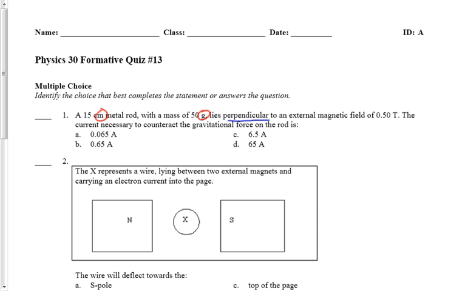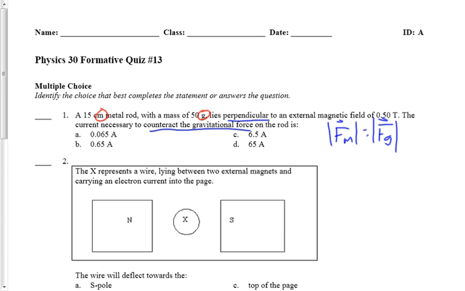The current necessary to counteract the gravitational force. What are they really asking me there? What are they asking of me, or what are they telling me in this case when we're trying to counteract the gravitational force? We've seen this a number of times now, especially over the last couple weeks, right? But even before that in Unit 2 when we were dealing with electric forces. If we're counteracting gravity, we're balancing gravity, we're hovering, we're suspending, something like that, that means FM, or whatever force you're dealing with, whether it's electric or magnetic, in this case magnetic force, is equal to the gravitational force.